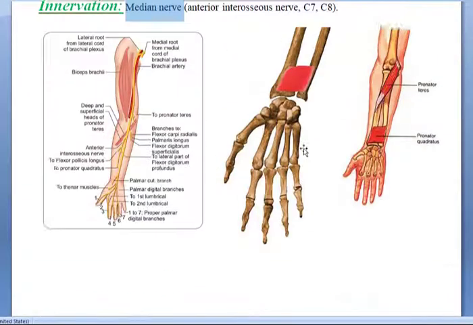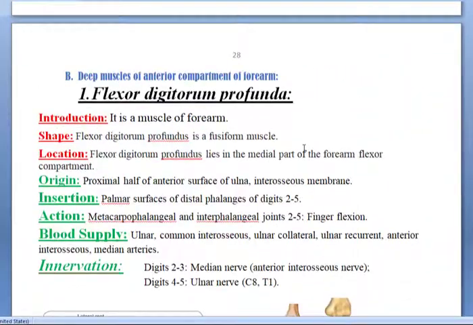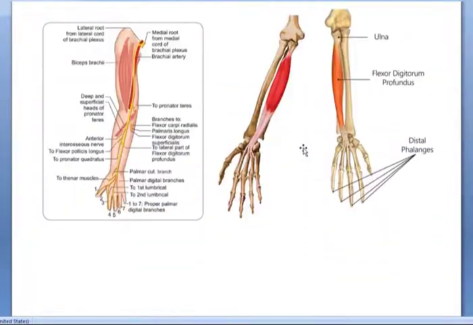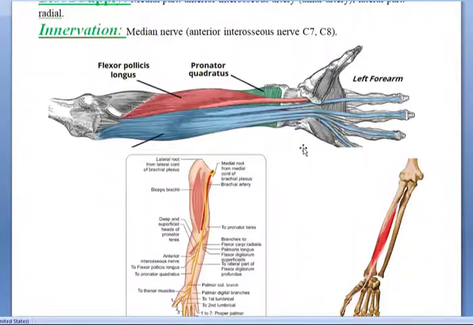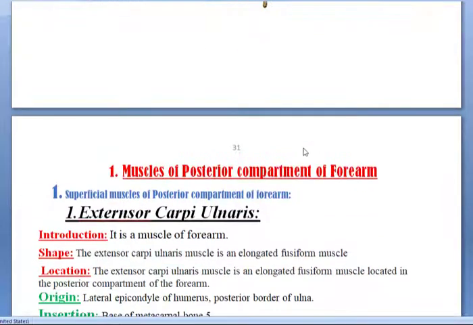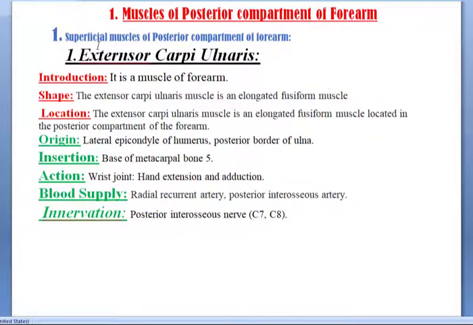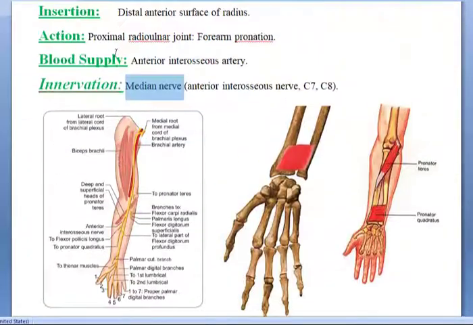So friends, these were the three deep muscles in the anterior compartment of your forearm: flexor digitorum profundus, flexor pollicis longus, and pronator quadratus. In the next lecture, we will discuss the muscles of the posterior compartment of your forearm, the superficial layer, and then the deep layer.